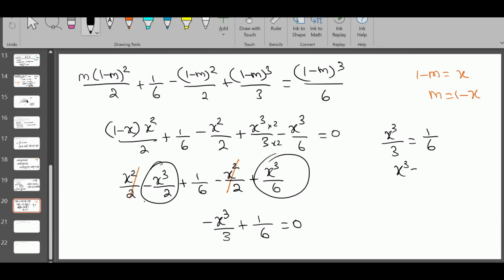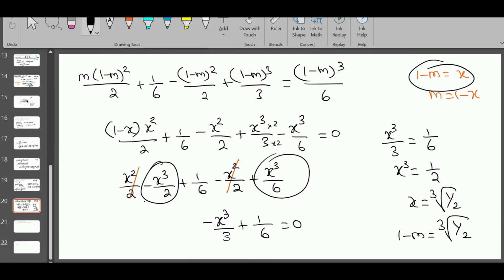So x cube is equal to 1 over 2. x is the cube root of 1 over 2. Replace x by this. 1 minus m is the cube root of 1 over 2. Make m the subject. Therefore, m is equal to 1 minus the cube root of 1 over 2.